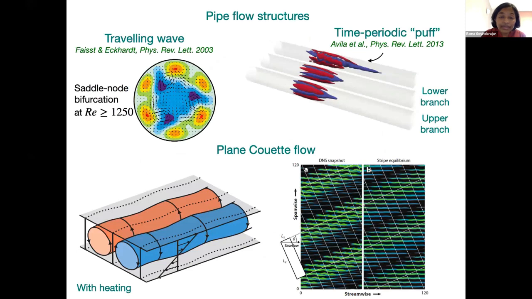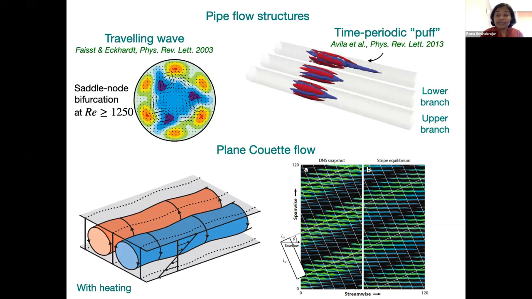So these are various examples of people looking for traveling waves, simple periodic solutions in various flows, and these are all examples of that. Everywhere you'll see streaky structures. You cannot run away from streaky structures. That's the moral. This is a famous traveling wave found in pipe flow many years ago.